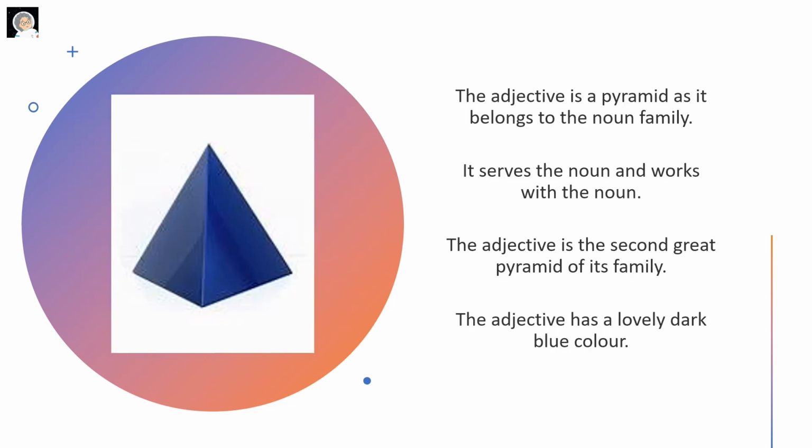The adjective is a pyramid as it belongs to the noun family. It serves the noun and works with the noun. The adjective is the second great pyramid of its family. The adjective has a lovely dark blue color.